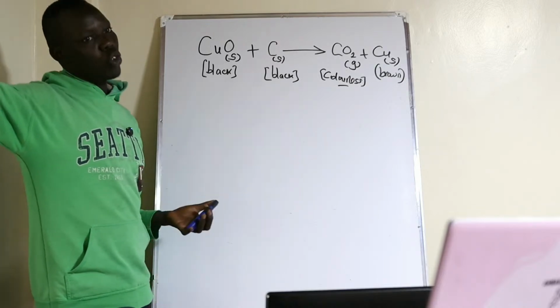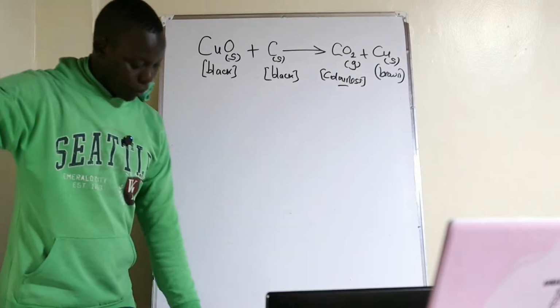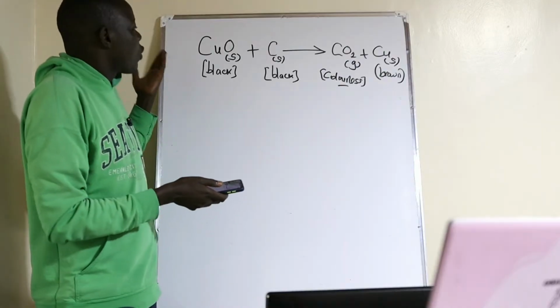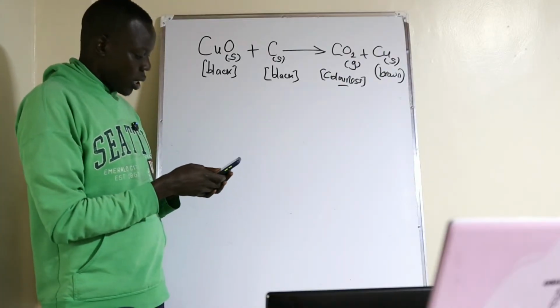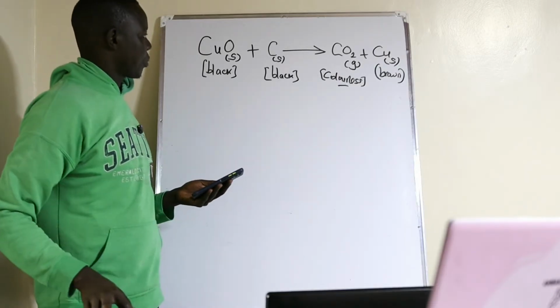Now, this equation is not complete, of course. This equation needs to be balanced. Yeah, it needs to be balanced. Ukiangalia vizuri, the number of the carbon atoms on this side may not be equal to the number on the other side.